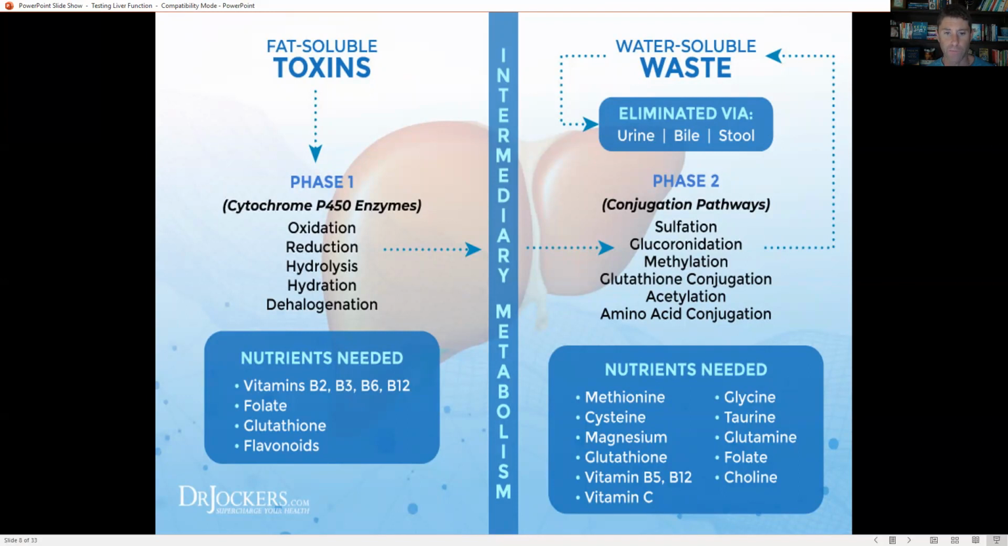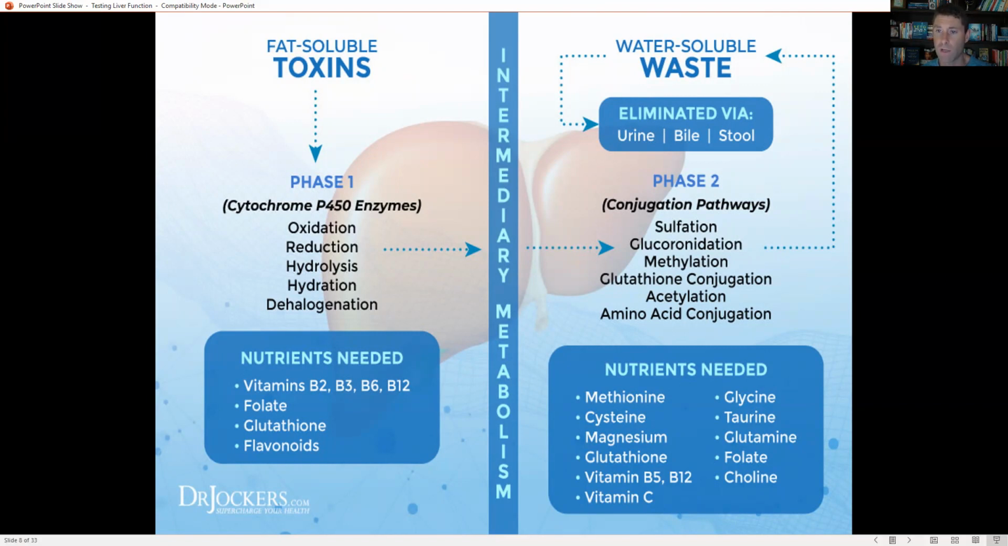We need key nutrients, vitamin B2, B3, B6, B12, really kind of like our full B complex, because folate is B9. We need adequate glutathione levels, which is our major antioxidant, because again, we've got these oxidative byproducts. We also need flavonoids. Flavonoids are powerful antioxidants as well that help to buffer the oxygen intermediates that come from the phase 1 process. Then now they're water soluble, right? Or that's really the goal, is to turn them into water soluble form.